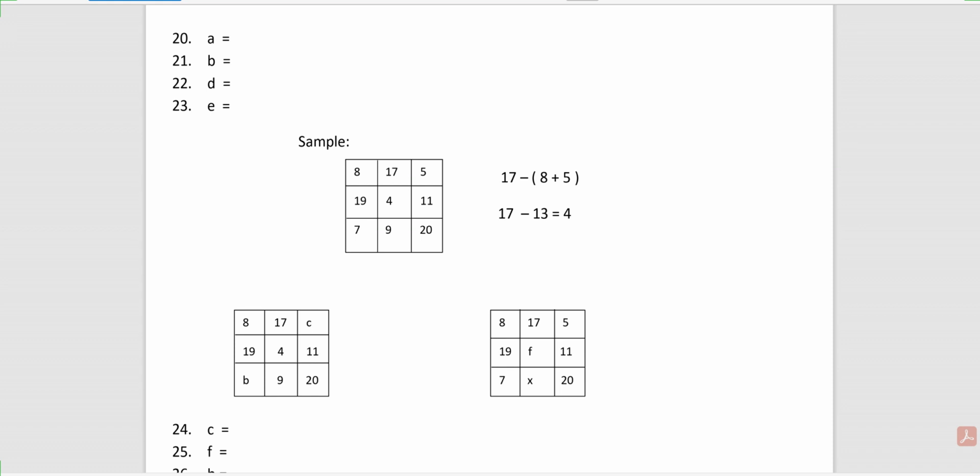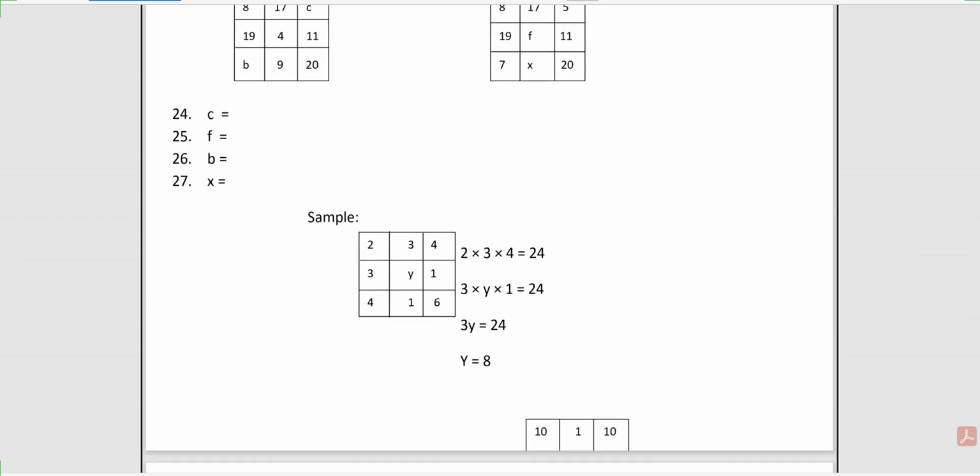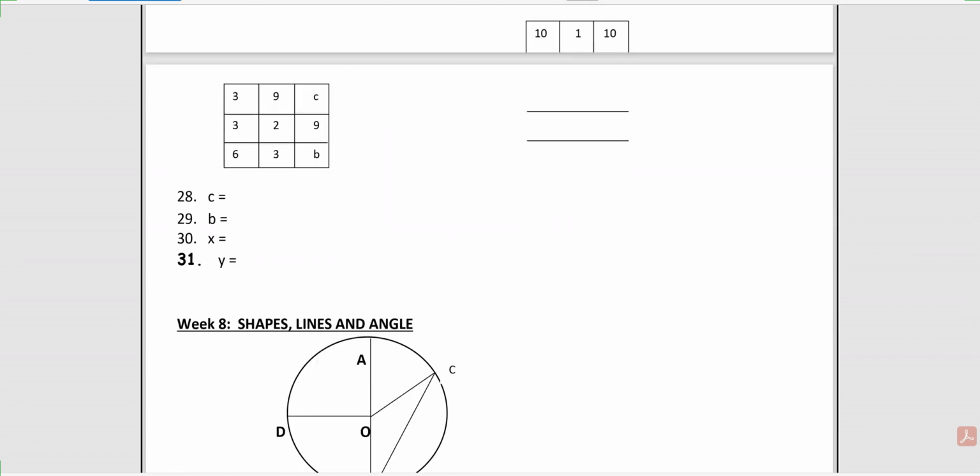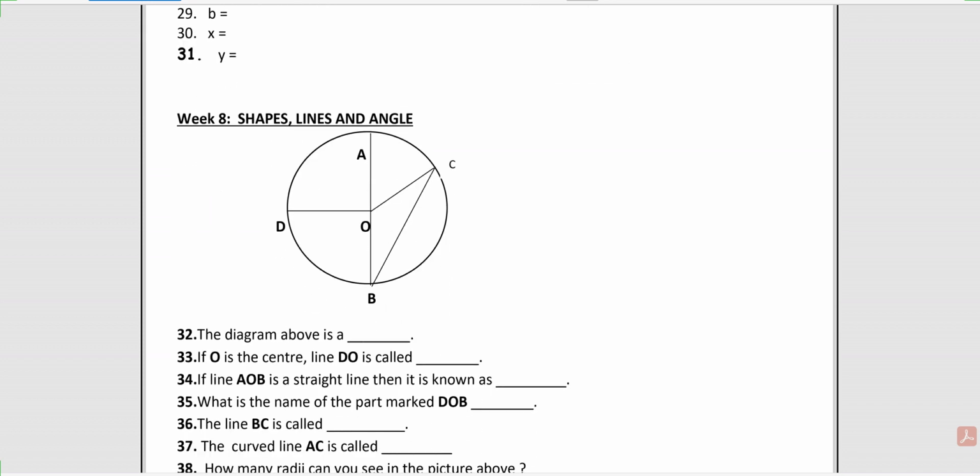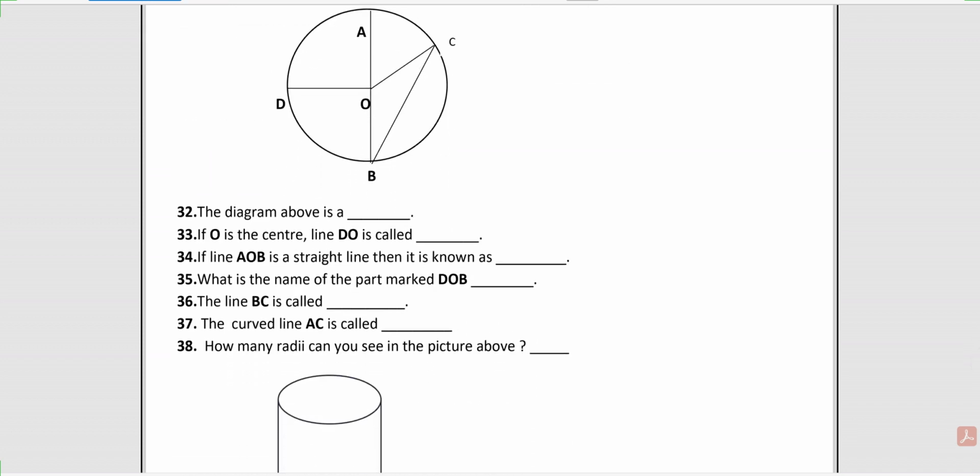Get your magic number and use the magic number to get the other ones. Okay, so I will not dwell so much on the magic square because it is well explained. Now, the one we're going to talk about is this shape.